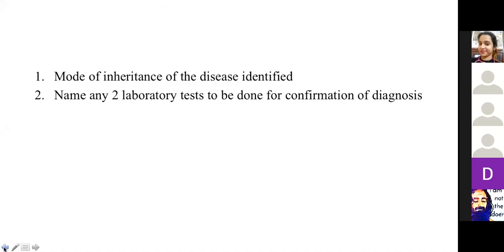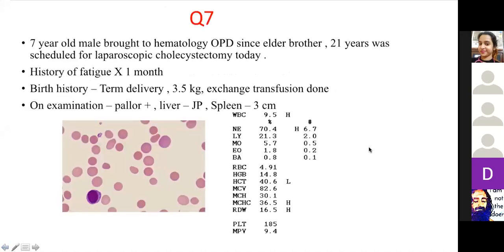Can you tell what is the peculiar thing in the CBC? What is the striking thing in the CBC? Can anybody give the answer for that? MCHC is high, that's right. So the high MCHC points towards some kind of a membrane disorder, and here we have hereditary spherocytosis. The right answer.